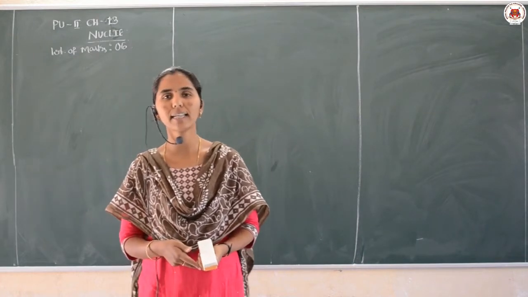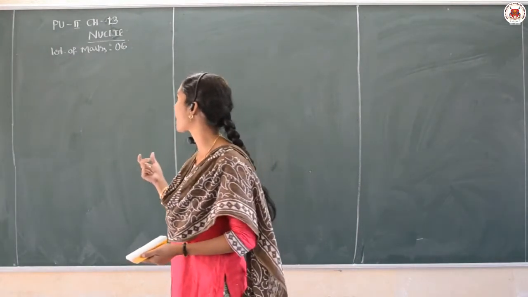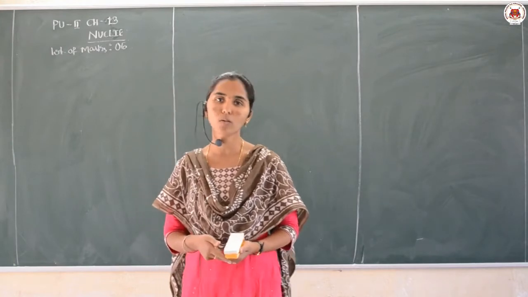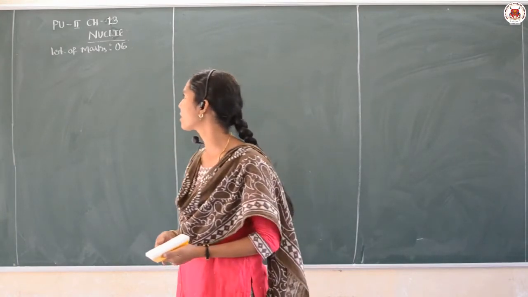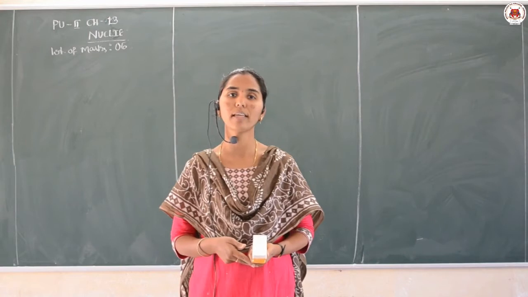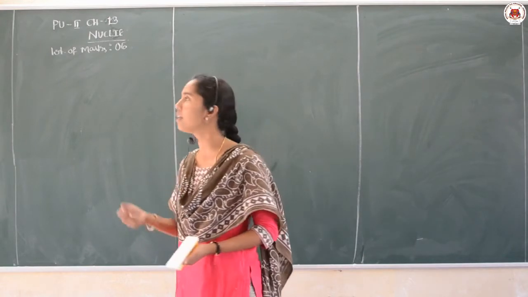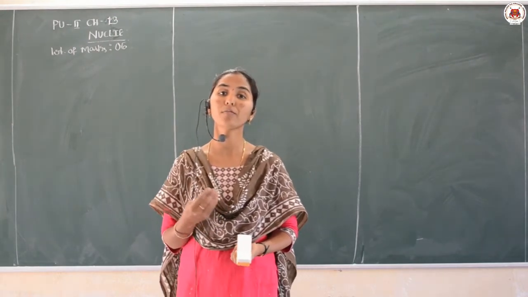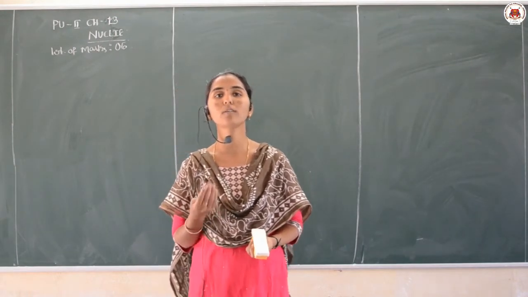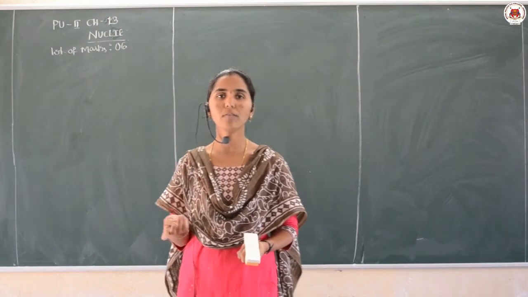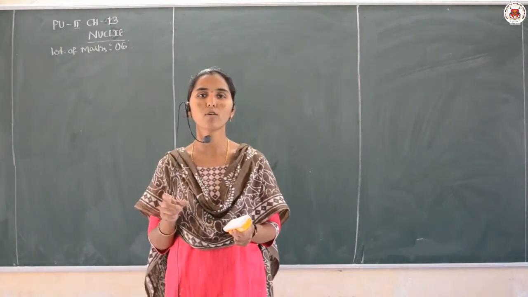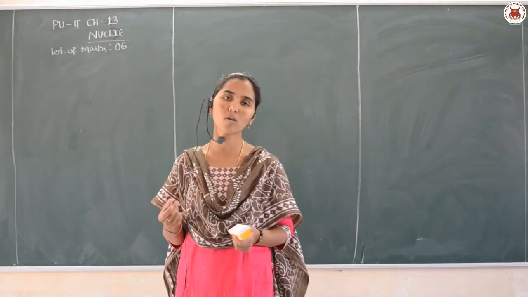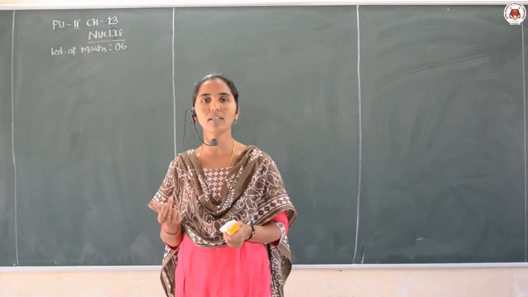We already started the chapter, that is the nuclei, chapter number 13, and here the weightage of marks for the total theory questions will be, totally 6 marks will come. And we started the point of the nucleus. According to the Rutherford atomic model, we came to know that the whole mass of the atom is concentrated at the center, that is the nucleus.